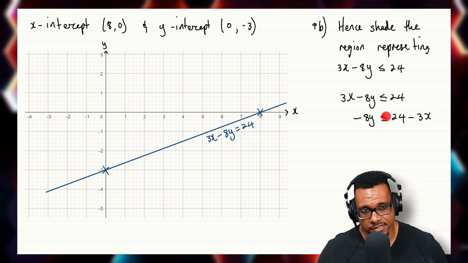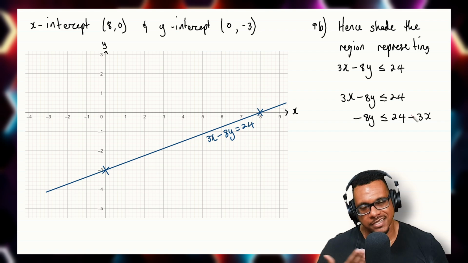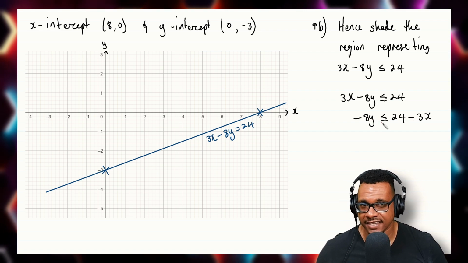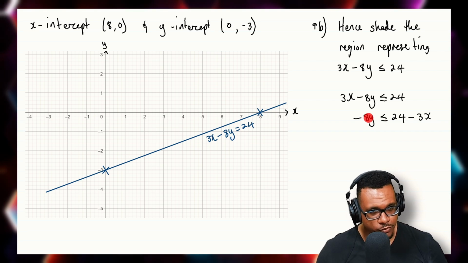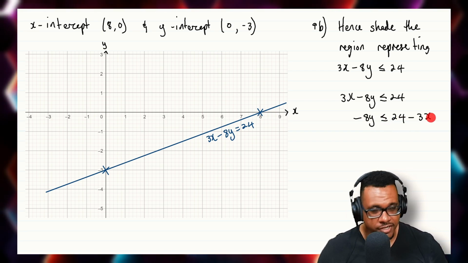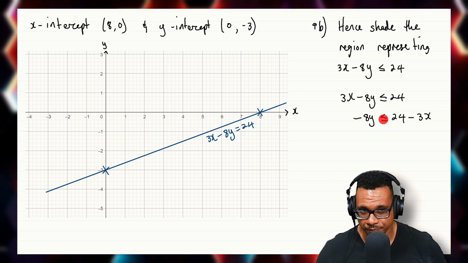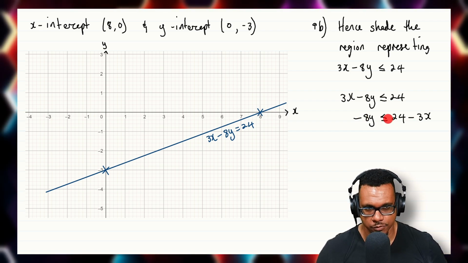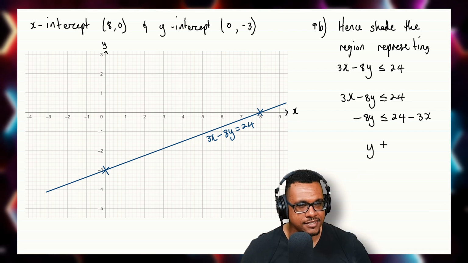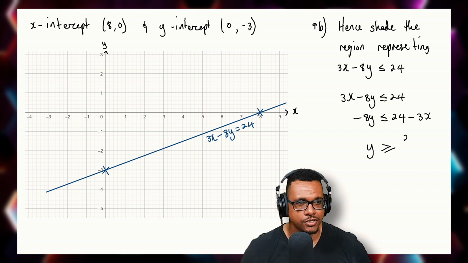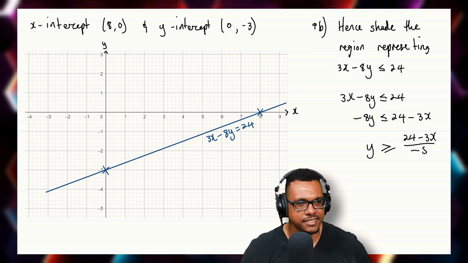Now, this is an inequality. So when I'm transferring this negative 8 across the equal sign, essentially we are dividing both sides by negative 8. This inequality sign will have to switch around. Because if it were positive 8y is less than or equal to 24 take away 3x, when I transfer the 8 across, the inequality sign would have remained the same. But because it's negative, we have to switch the inequality sign. So we'll have y is greater than or equal to 24 take away 3x over negative 8.